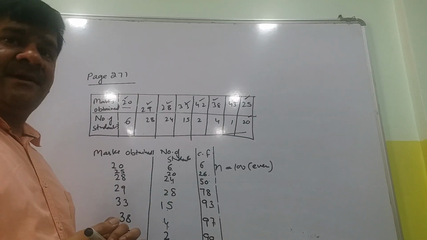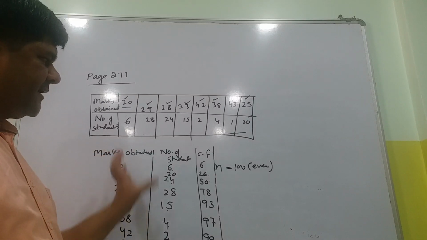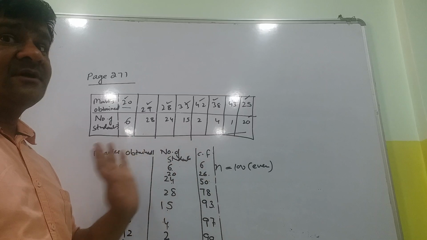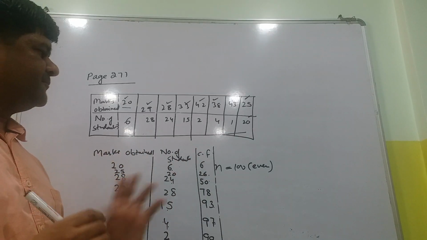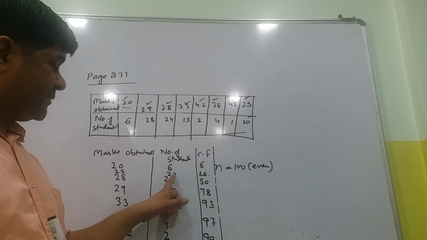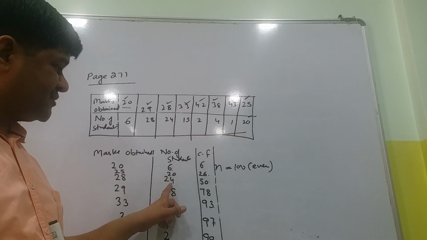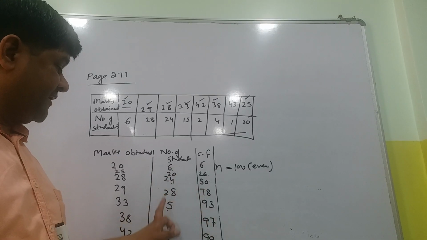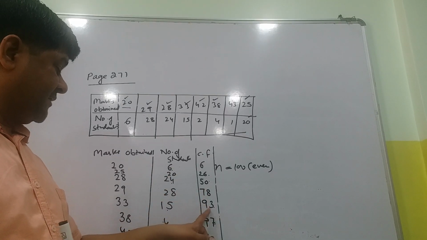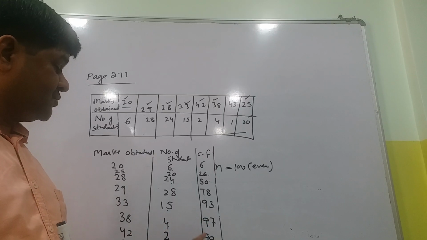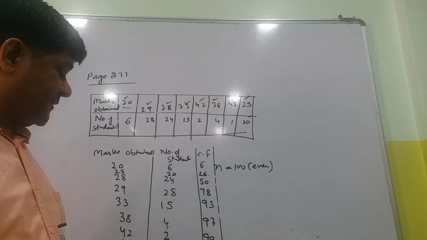So, first step is you arrange the data in increasing order. Second step is you calculate cumulative frequency. The first term will come as it is. Then you keep on adding: 6 plus 20, 26, 26 plus 20, 50, 50 plus 28, 78, 78 plus 15, 93. 93 plus 4, 97. 97 plus 2, 99. 99 plus 1, 100.